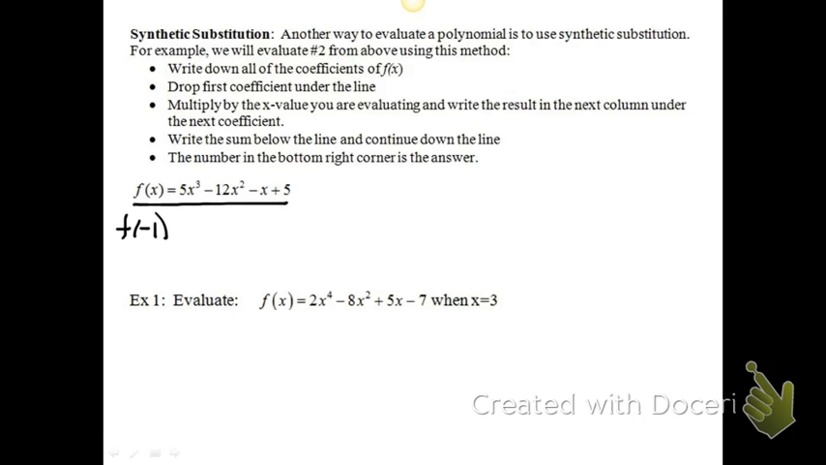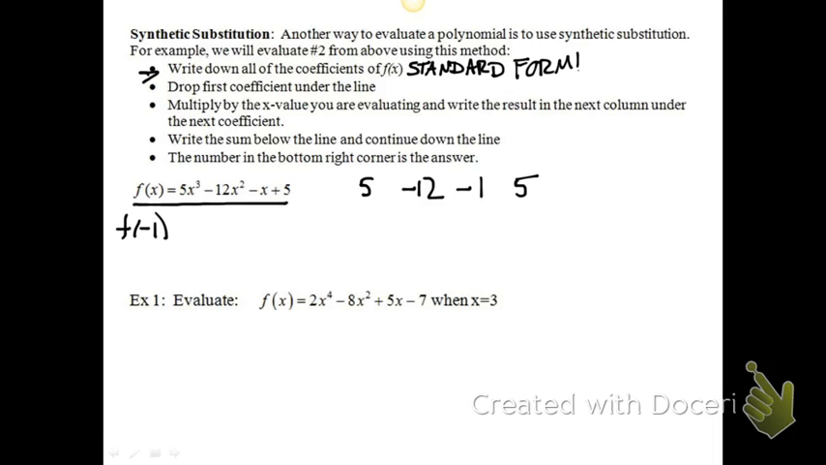What I'm going to do is first write down all of the coefficients of f of x. You have to make sure it's in standard form. Very, very crucial. If you don't have the polynomial in standard form, you can't do direct or synthetic substitution. So I'm going to copy down the coefficients 5, negative 12, and then I have a negative 1 in front of the x, and then a positive 5.